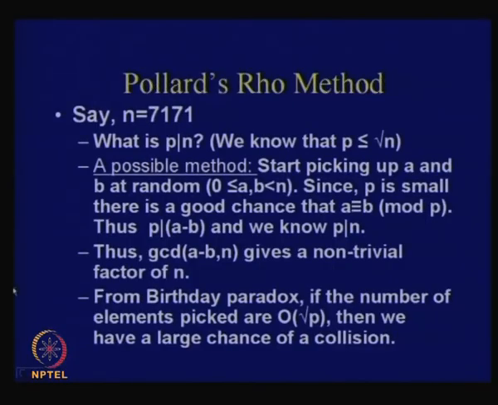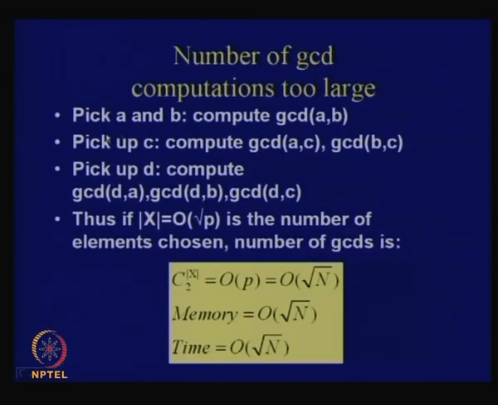Okay, you understand. So, what I am saying is this: if I pick, say, A and B and compute the GCD of A comma B, I choose another value, say C, and then I need to compute the GCD of A comma C, GCD of B comma C, and so on. Again you pick D, you have to compute the GCD of D and A, GCD of D comma B, GCD of D comma C, and so on. So, if the size you choose from is of the order of square root of p, then you have a large probability that you will get at least one pair of colliding A and B.